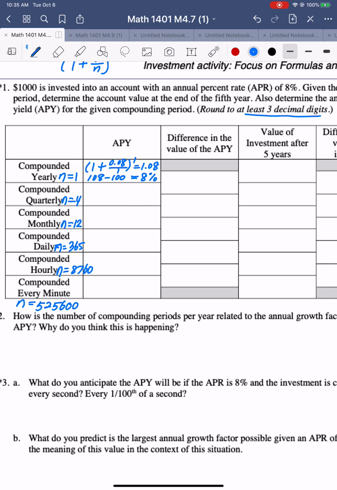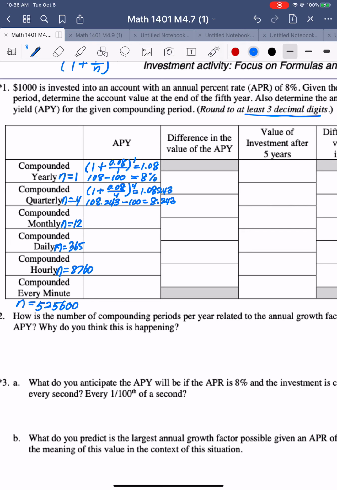Okay, for n equal to 4, which is quarterly, now 1 plus 0.08 over 4, to the fourth power, comes out as 1.0824, about 1.08243. If you change it to percent, it's 108.243% minus 100% will be 8.243%. Because we changed from yearly to quarterly, the percent is getting higher.